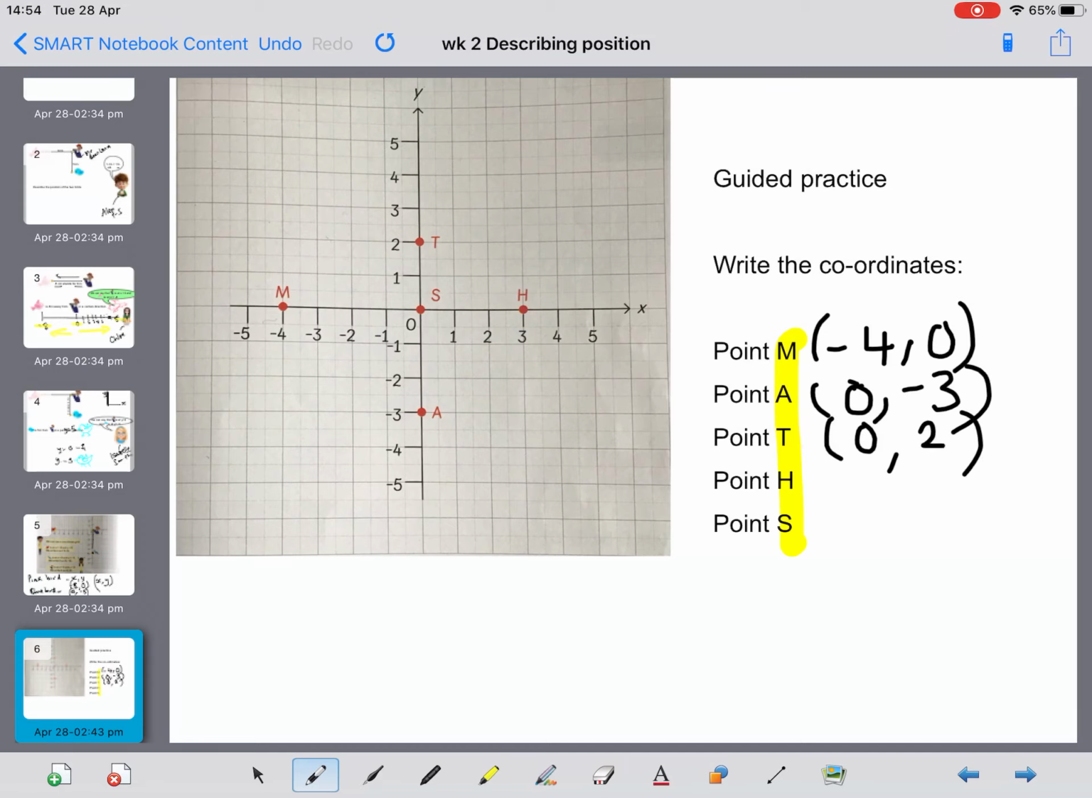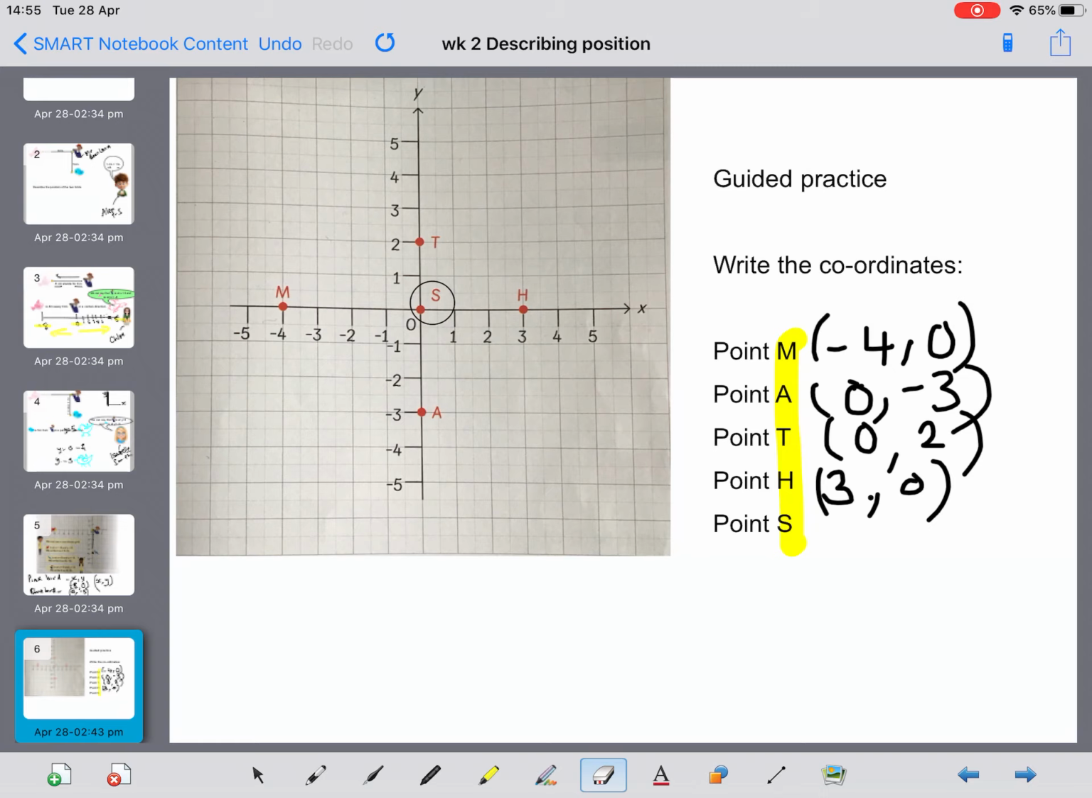Okay, H. Let's look at H here. So this one, first of all, we're doing the x coordinate. That's the one that goes across. X comes before y, x goes across. And we can see that it's how far across. We can see there that it's 3 across. And if we're looking at how far up or down it is, well, it's not at 1, it's not -1, it's right on the line, which gives us a 0.